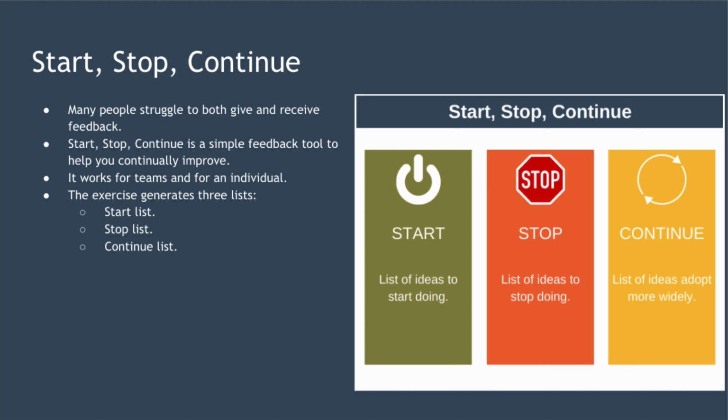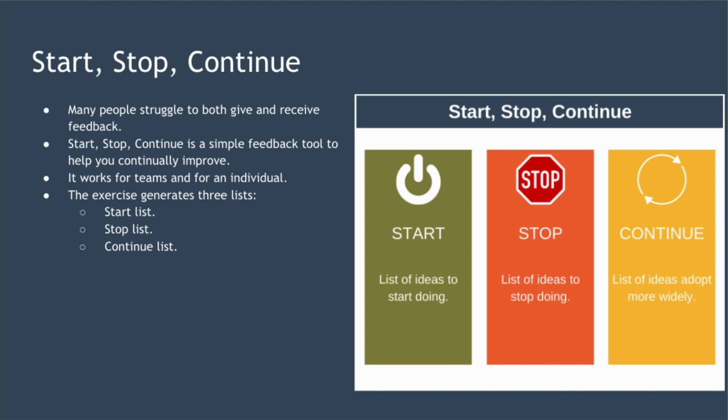So wouldn't it be great if there was a simple tool you could use to overcome these challenges and as a result make your team more productive and increase collaboration? Well, Start, Stop, Continue might be just that tool. Start, Stop, Continue is a simple feedback tool that can help you continually improve over time, and it works at both an individual and team level. It takes less than 20 minutes to perform, and the result of the exercise is to generate three lists.